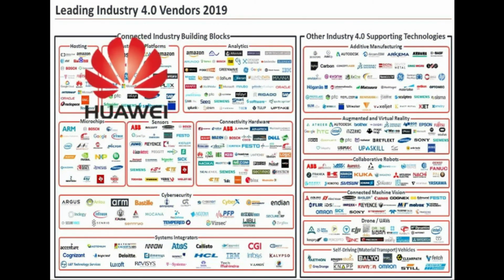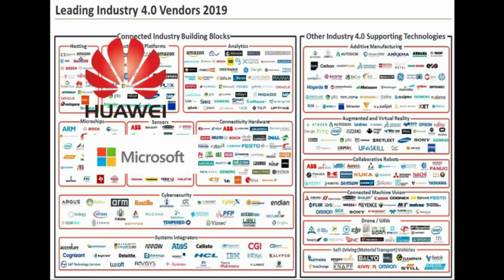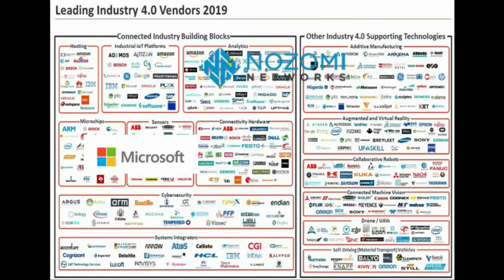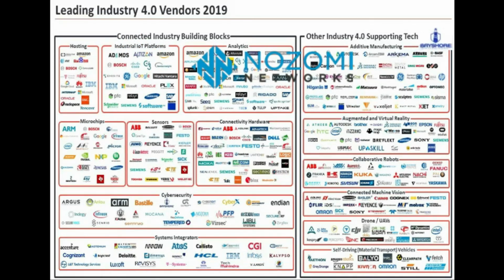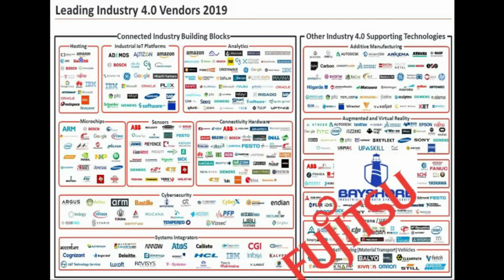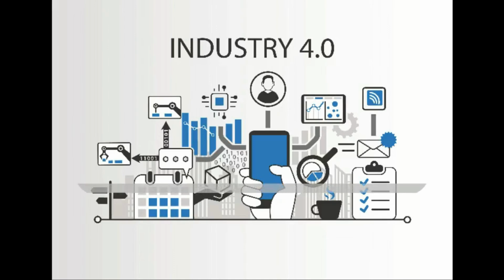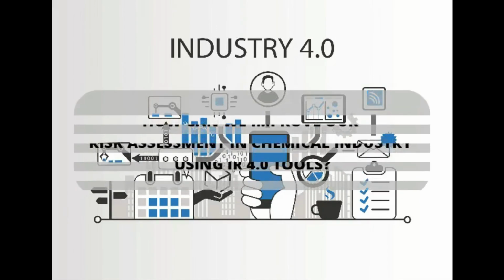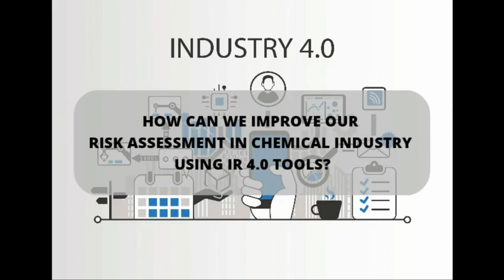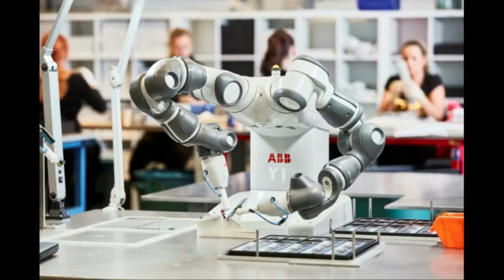We have vast examples of industries that already implemented the IR 4.0 in 2019. But how can we improve our risk assessment in the chemical industry based on available IR tools to make a better decision in future? Number 1, through the autonomous robot.